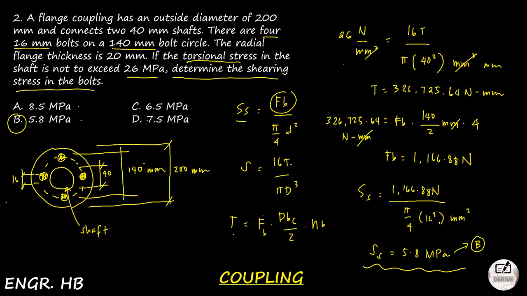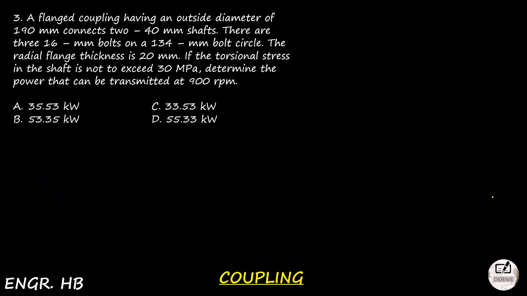Okay. So enough tayo, second question. Proceed tayo sa third question. A flange coupling having an inside or outside diameter of 190 millimeter connects two 40 mm shafts. There are three 16 mm bolts on a 134 millimeter bolt circle. The radial flange thickness is 20 mm. If the torsional stress in the shaft is not to exceed 30 megapascals, determine the power that can be transmitted at 900 rpm. So the question is looking for the power that can be transmitted.